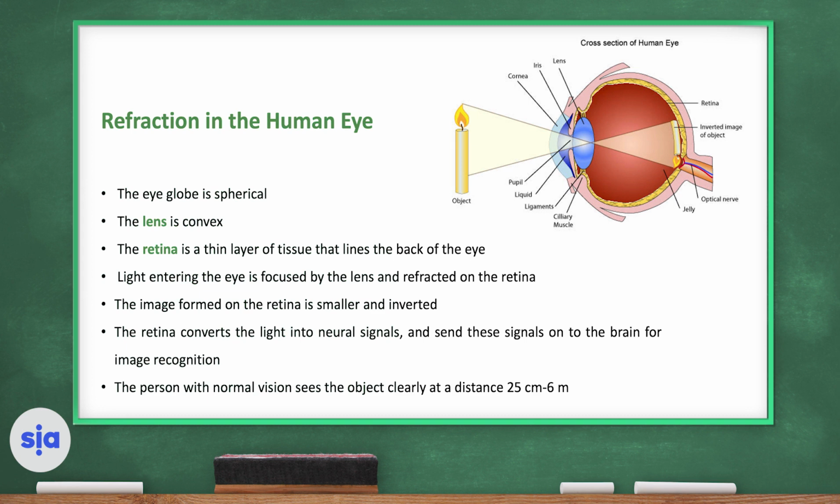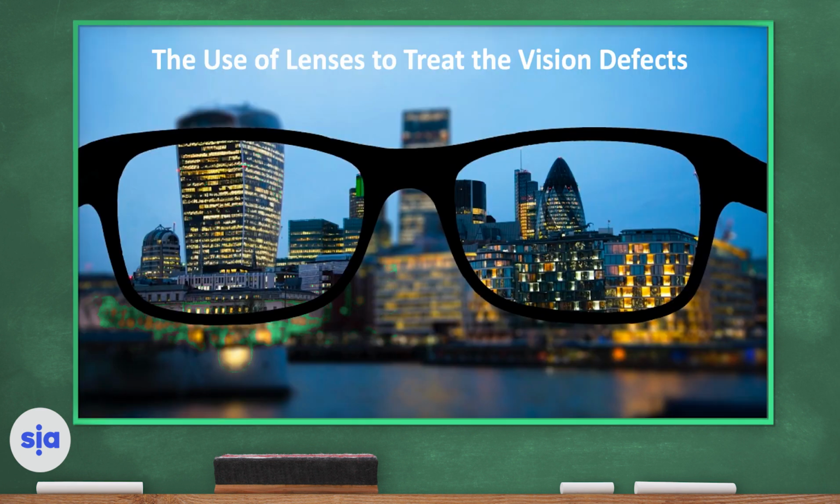The person with normal vision sees the object clearly at a distance between 25 centimeters and 6 meters. We use lenses to treat the vision defects. Of course, some of us wear eyeglasses, and these eyeglasses contain lenses to treat the vision defect.